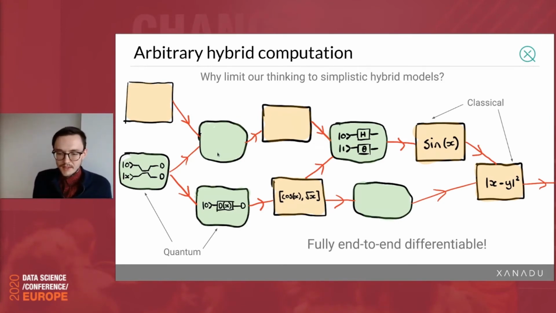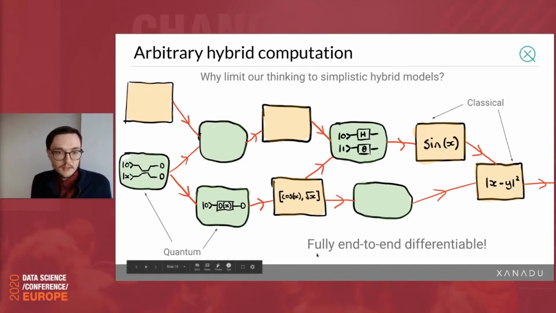And really the philosophy here is that you can split out the demand. You can say, let the classical nodes of this graph do the things that they're strong at, and let the quantum parts do the things that they're strong at as well. And of course, this is then fully end-to-end differentiable in PennyLane.